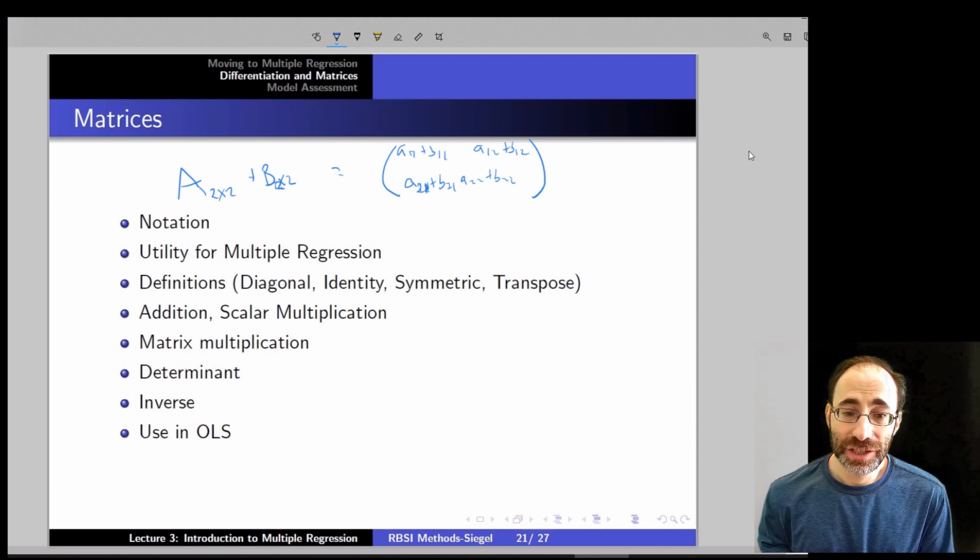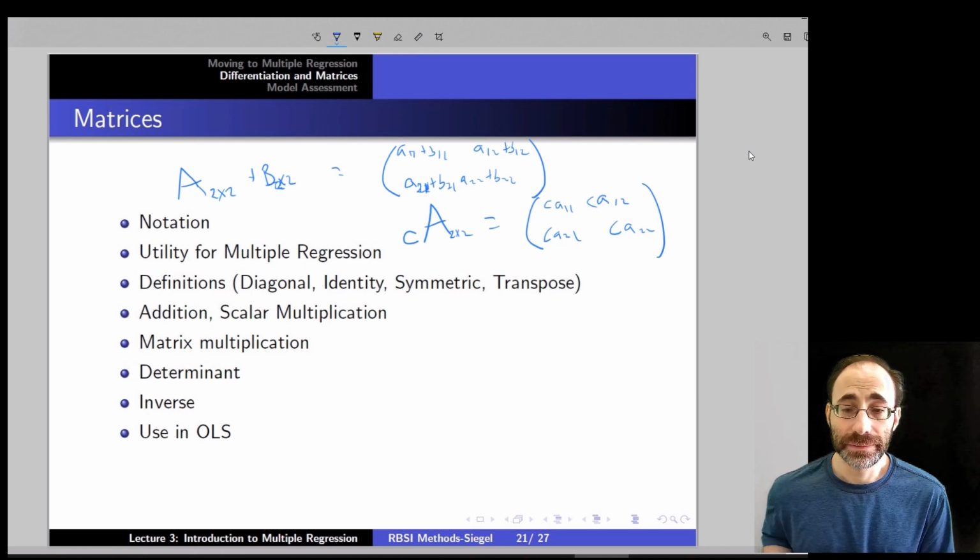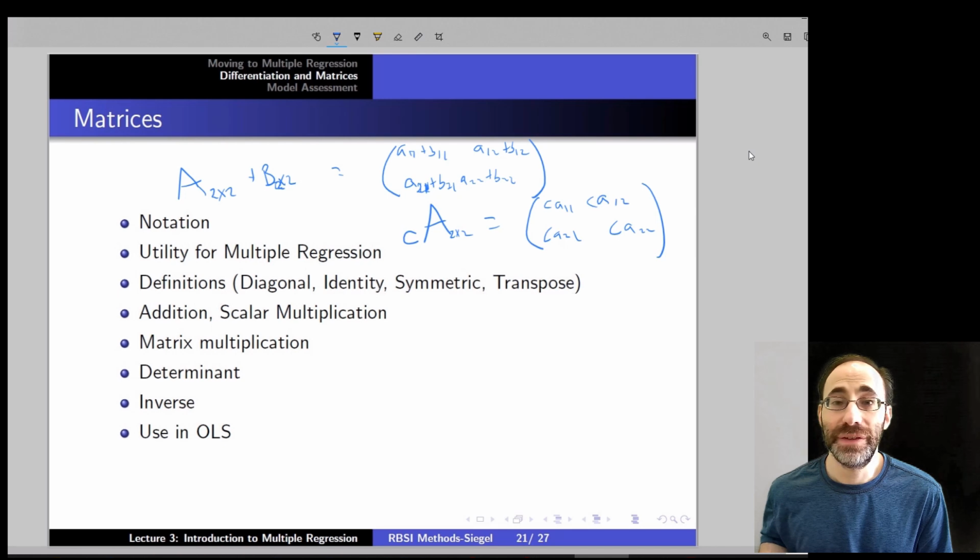Okay, scalar multiplication is similar. If I have some constant c, that's just a scalar, and I multiply it by my A, which is 2 by 2, then I'm going to end up with c multiplying each element. So it'll be cA11, cA12, cA21, and cA22. So that's it. Addition and scalar multiplication work the same way they did for vectors, and they're pretty straightforward.